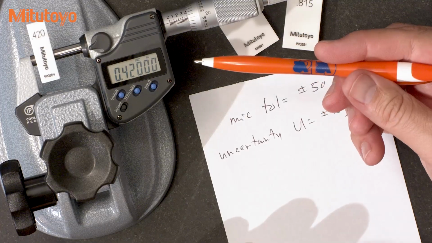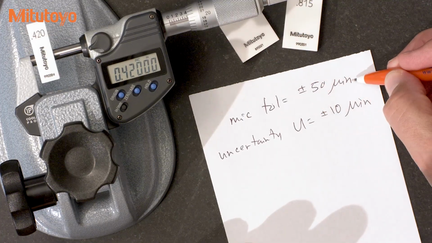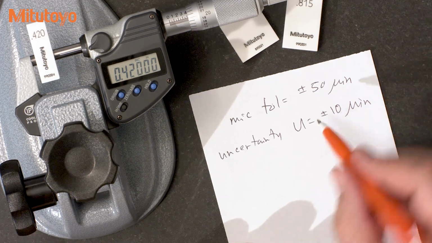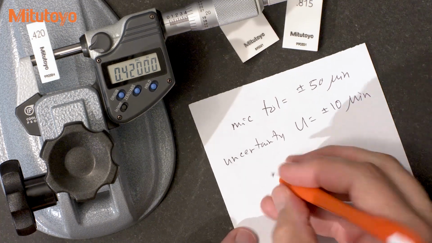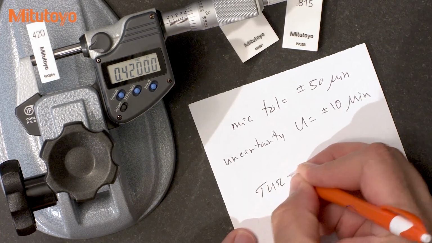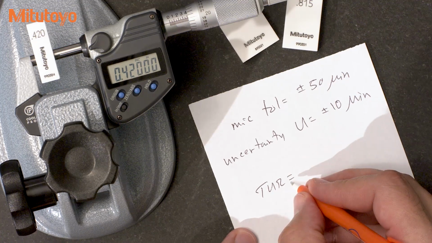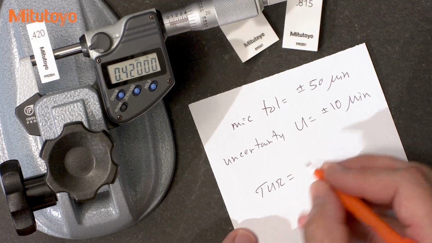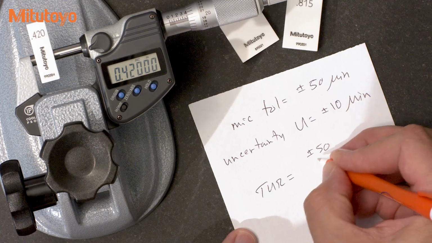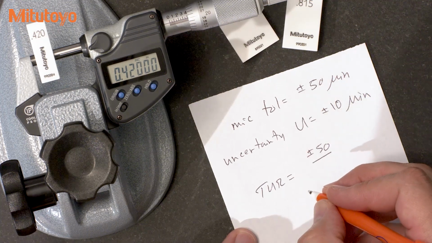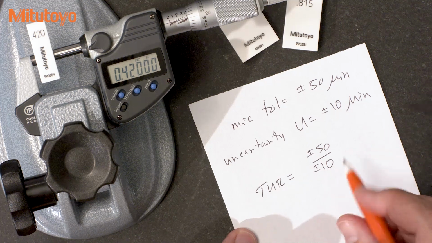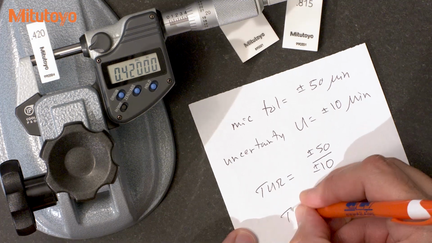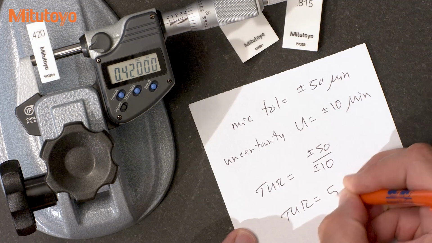Our micrometer tolerance is still the plus or minus 50 millionths. Our measurement uncertainty is the plus or minus 10 millionths. The TUR, similar to the TAR, is defined as the ratio of what you're checking, plus or minus 50, divided by the uncertainty, the plus or minus 10, which gives me a TUR equal to 5.